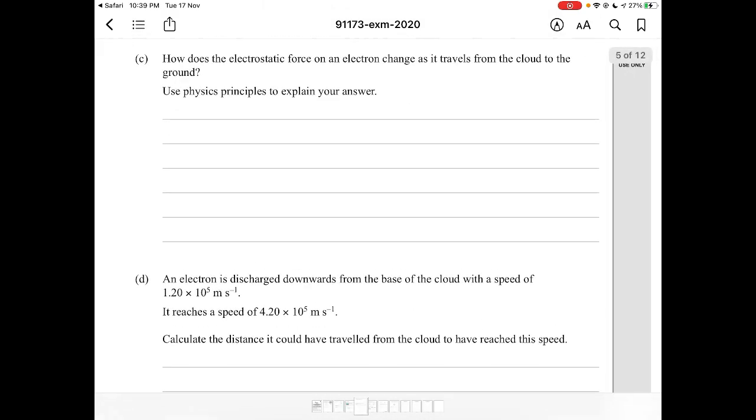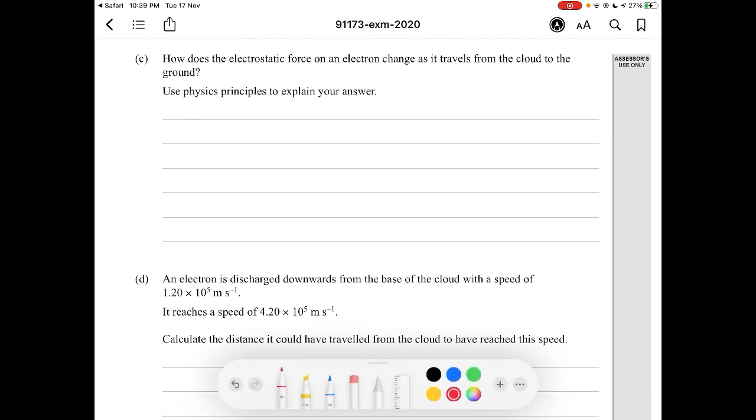How does the electrostatic force on an electron change as it travels from the cloud to the ground? Use physics principles to explain your answer. As I was just saying, this is a uniform electric field, which means the force experienced at any place between the cloud and the ground will be the same. The charge on the electron doesn't change, and the electric field strength is the same throughout, so the force experienced by this electron will be the same everywhere in the field.